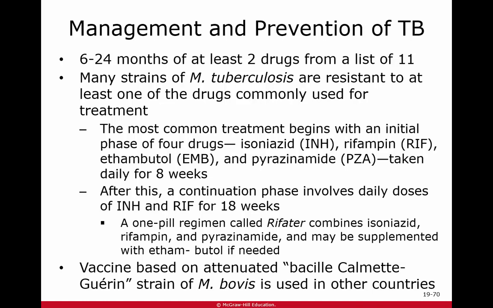Now, to treat it and to maintain it, we're going to have to take 2 drugs about 6 to 24 months. And there's a choice of 11 drugs there. A lot of the strains are resistant to at least one of them. The most common treatment begins with the initial phase of the 4 drugs, INH, RIF, EMB, and PZA. And you take these every day for 8 weeks. And then you have a continuation phase where you take daily doses of the INH and RIF for 18 more weeks.